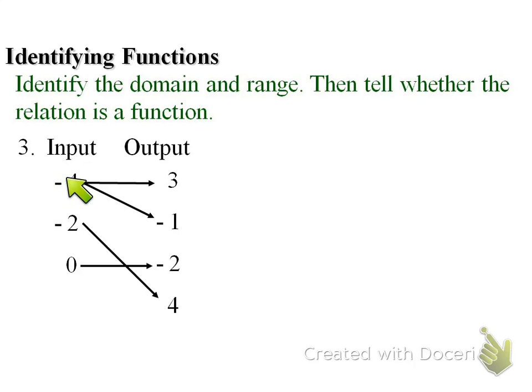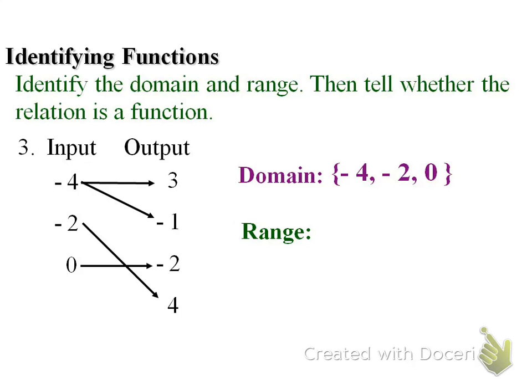Here's number 3. So here are my inputs. When you put in -4 to our function, you get 3. When you put in -4 again, you get -1. When you put in 2, you get a 4. When you put in 0, you get a -2. So we'll do domain and range first. What's the domain? Very good. Just your inputs. What's the range? Very good.